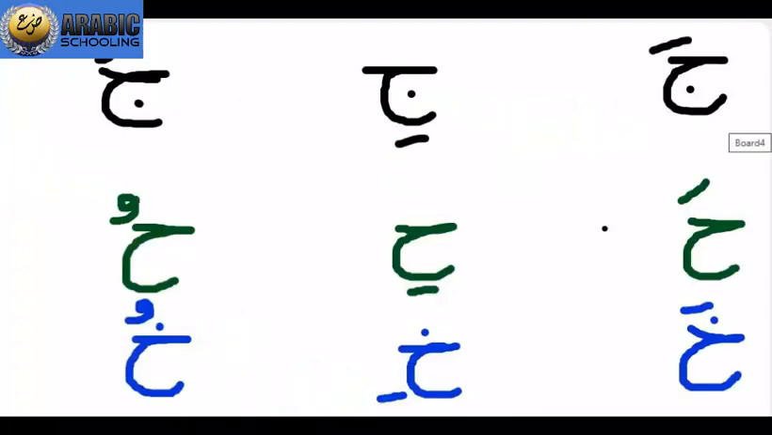So here the first one, Ja, the J letter with the A, so together it is Ja. Ji, Ju, Ha, Hi, and Hu.